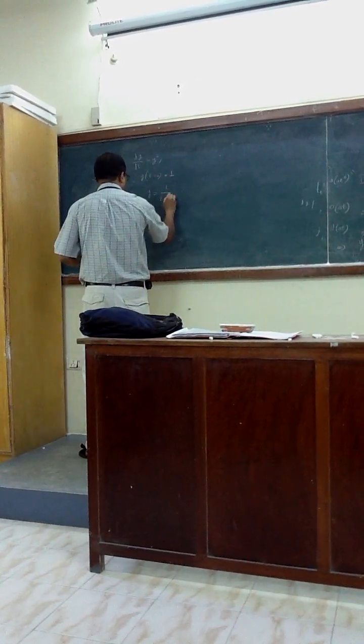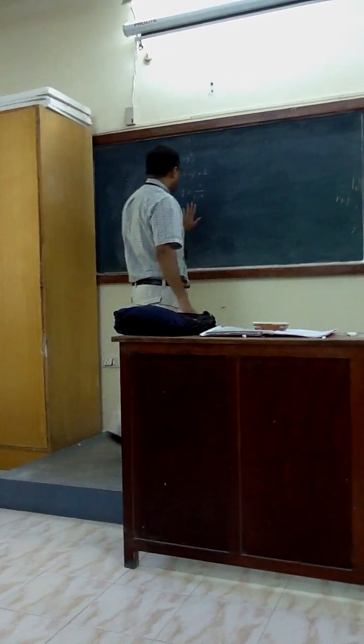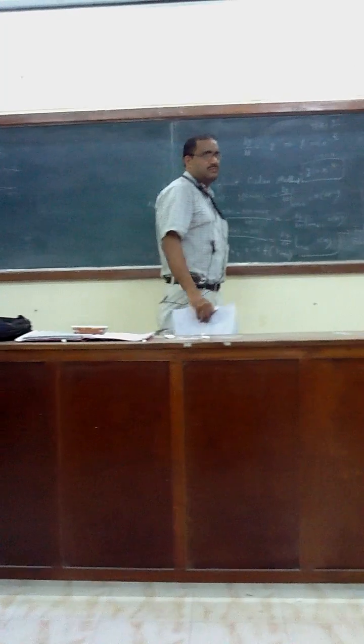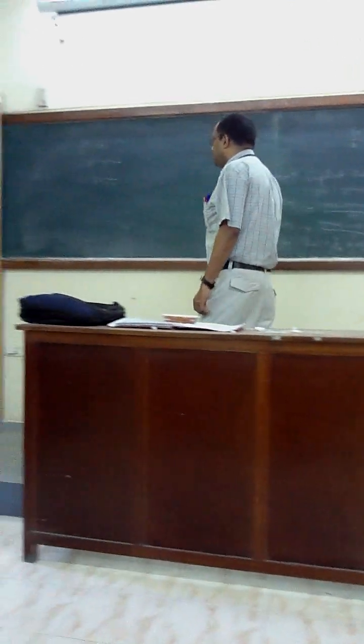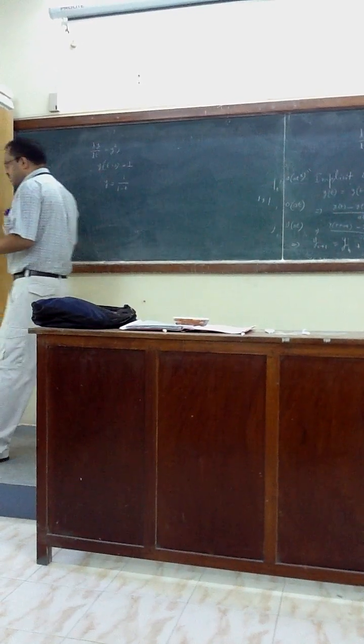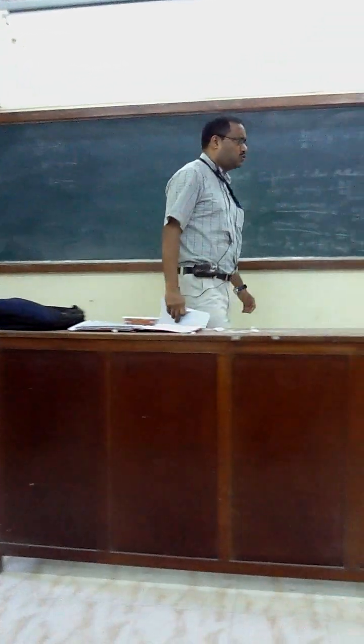Why do I put 1 by 1 minus t? Correct? 1 by 1 minus t. This is my ideal solution. So you can scale your time such that t is always less than 1, but it doesn't matter. You can go to the negative part. That is not an issue at all.